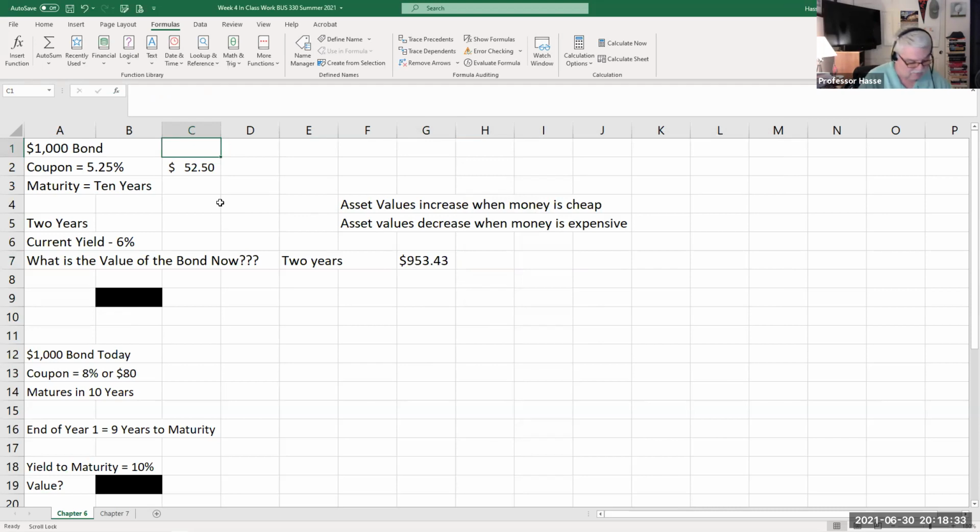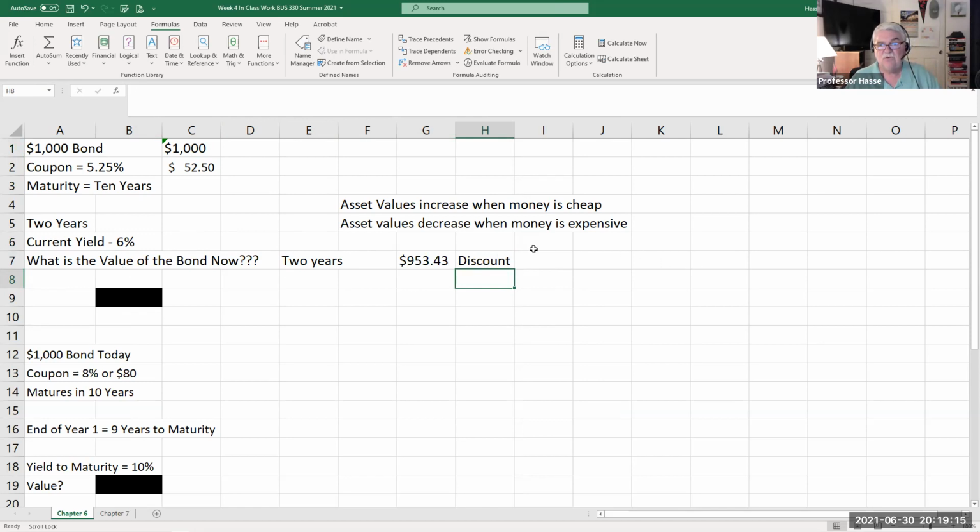investment of $1,000 has now gone from $1,000 2 years later to $953. Why? Because the market money has become more expensive. The yield in the market has gone up. Thus, this 5.25% bond, in order to attract a buyer, you got to sell it at a discount. That's called a discount.